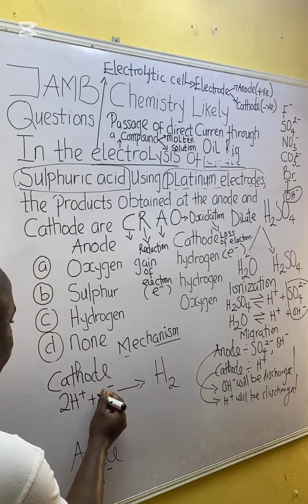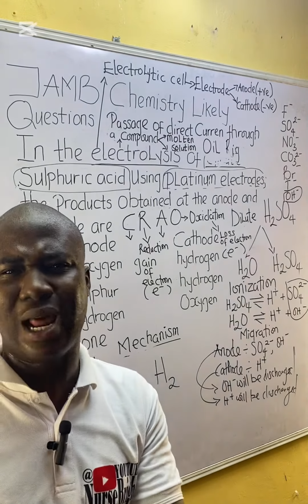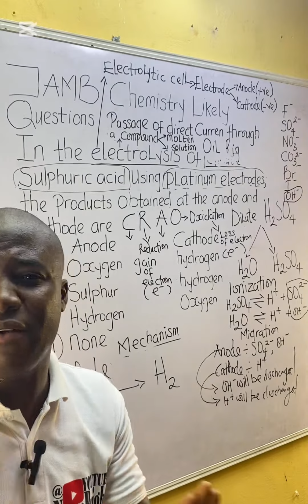So definitely we have to put 2 in the front of this E minus as well, which is the electron, so as to make sure that the charge is balanced too. I believe you are following. It is very, very simple.